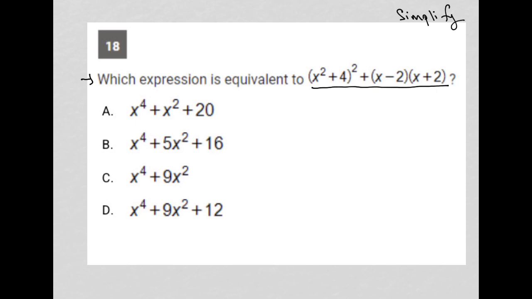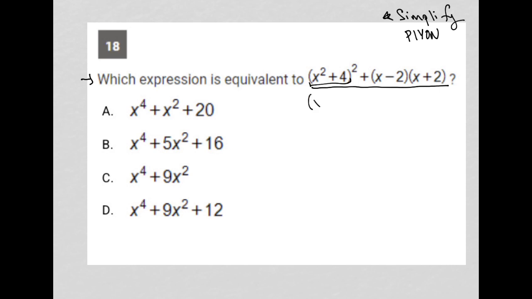There's a couple of ways to do this. In fact, there's another strategy that I could use, which is plugging in your own number. Maybe I'll show you both ways. I'm going to start off with the simplify way, which is to do what? I'm going to expand this.